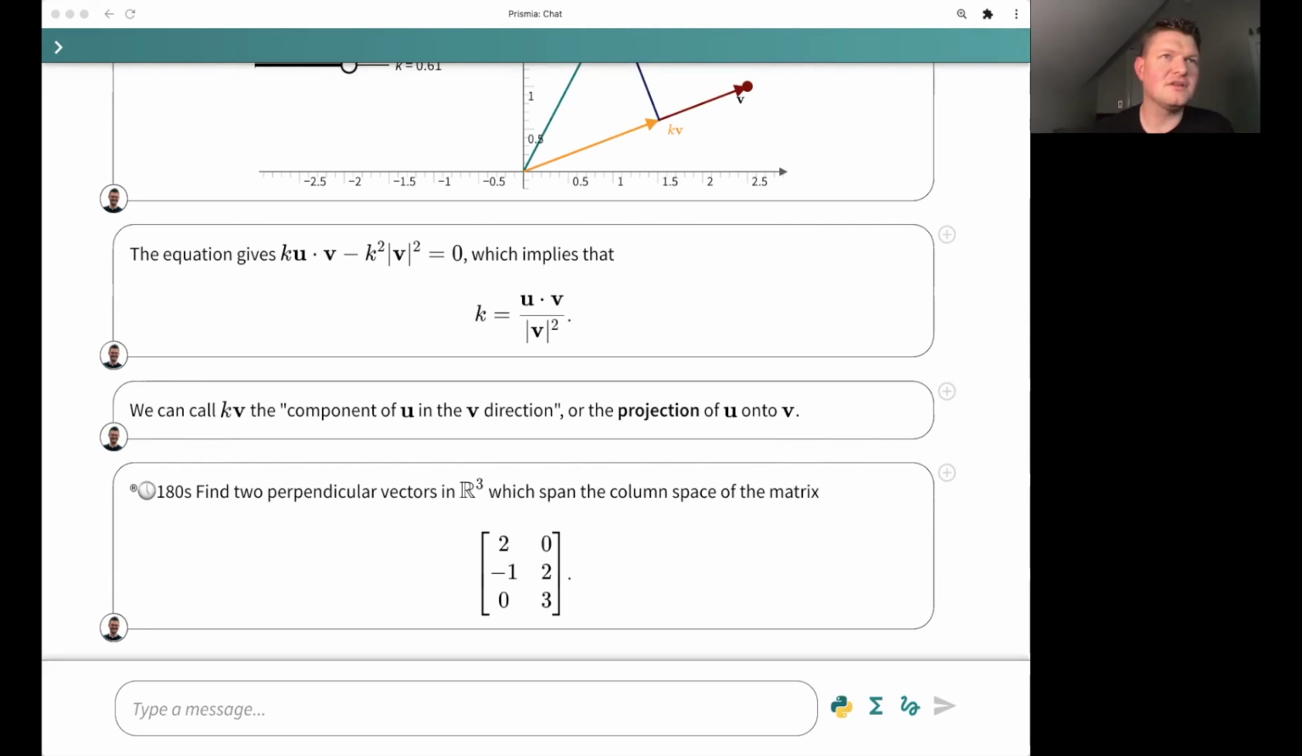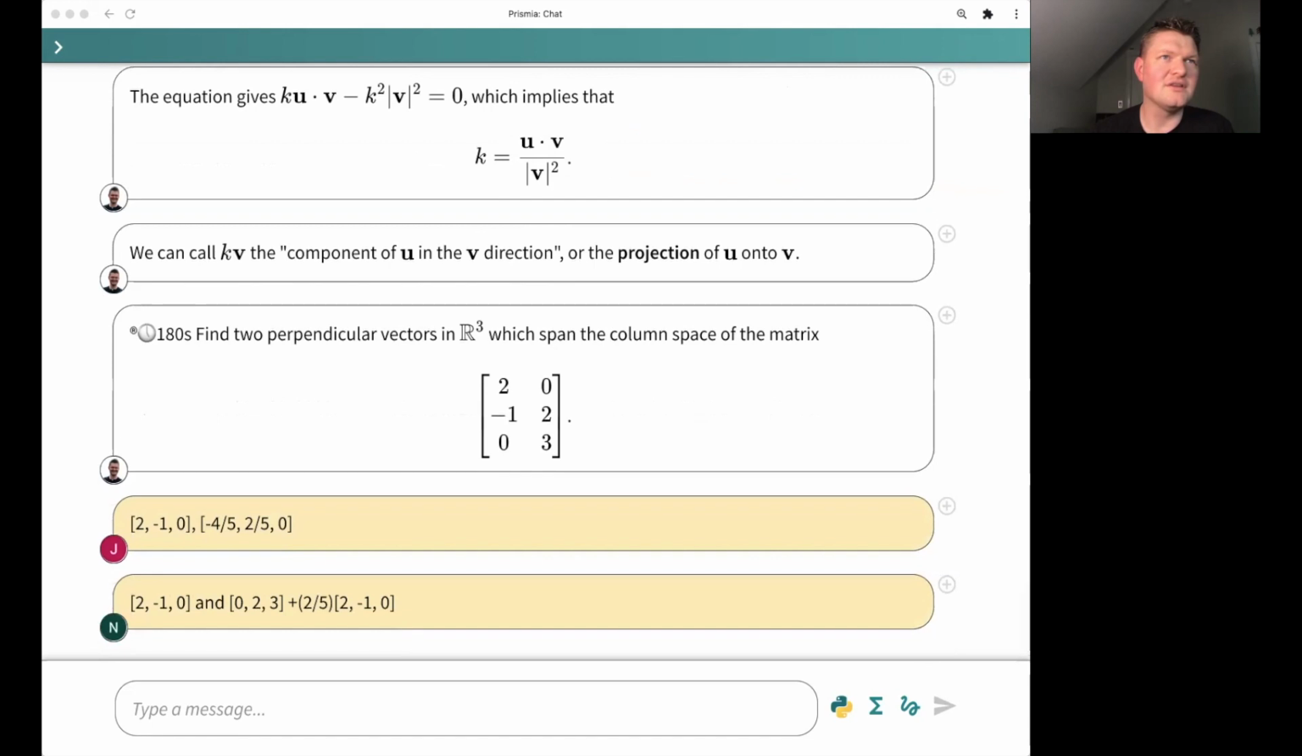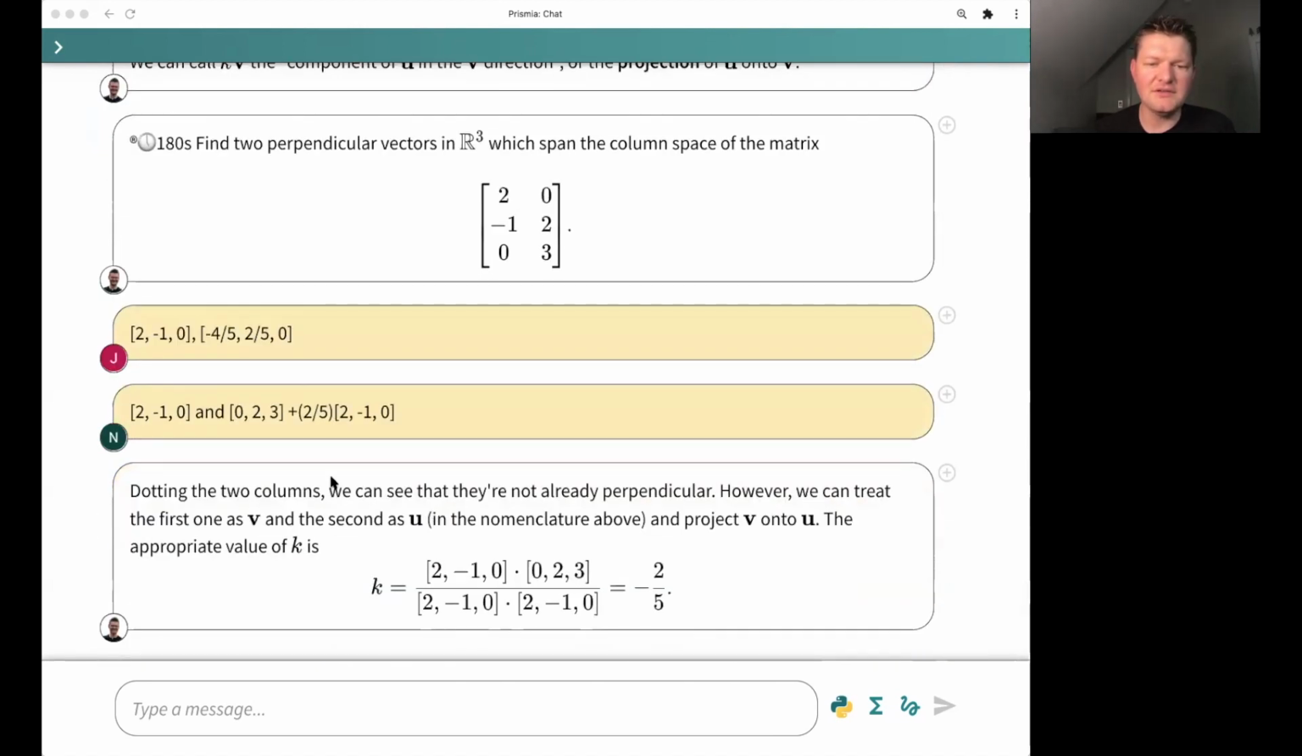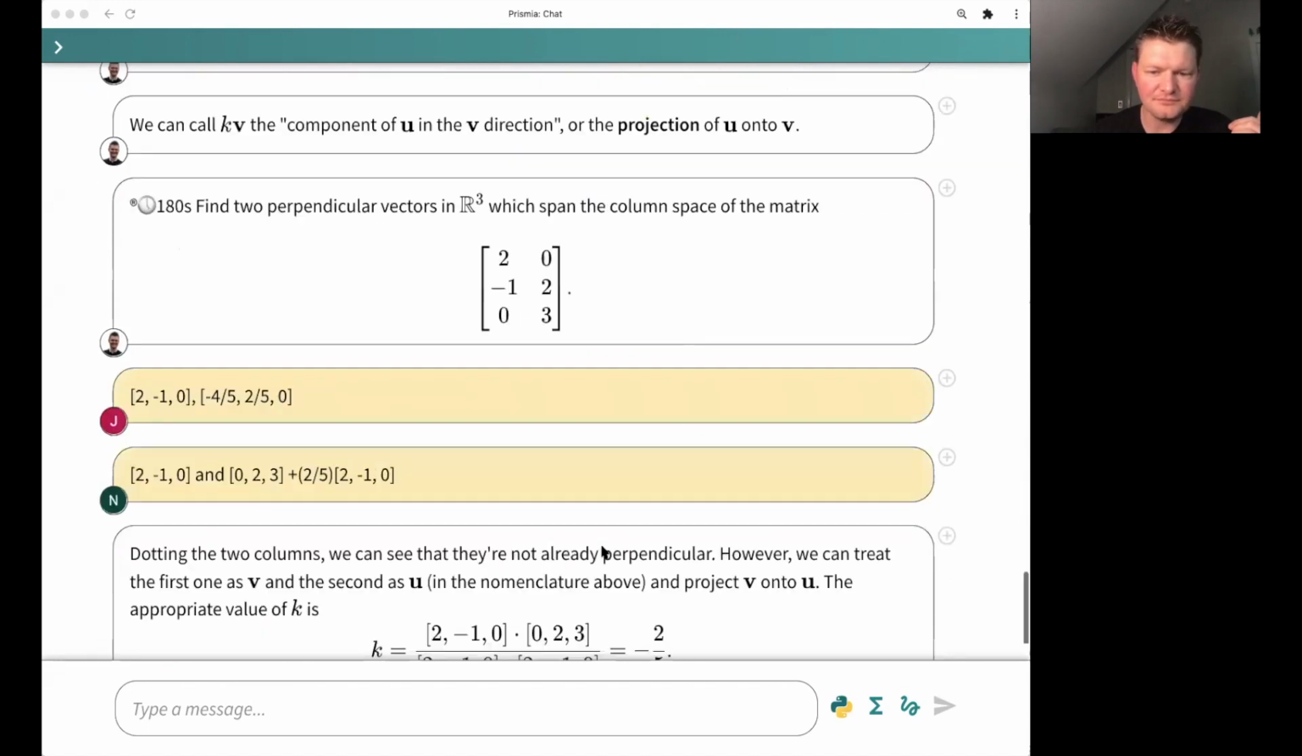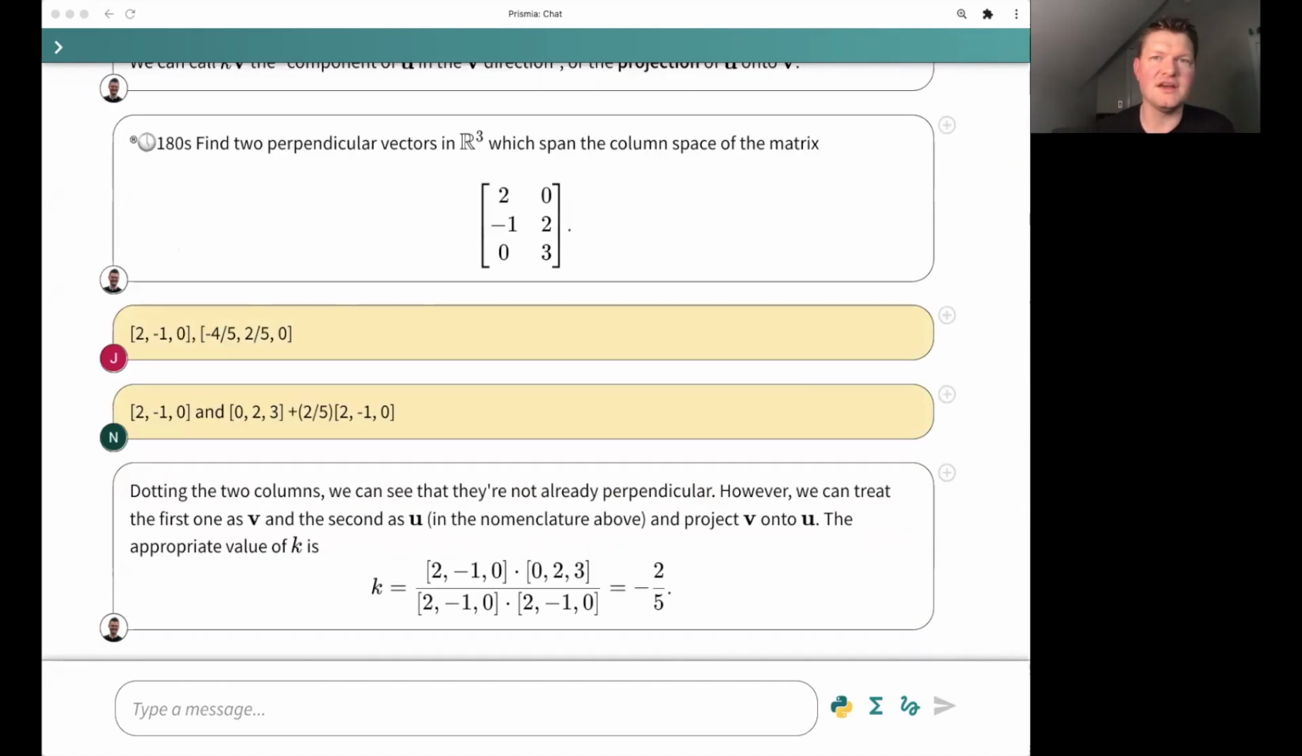All right, so this definitely looks like these two answers are along the right lines. Nick, why don't you tell us about how you came up with your answer here? Yeah, so that's exactly right. So what we want to do is dot the two columns and put that in the numerator here, and then dot the original column with itself and then divide. So we get -2/5 as our value of K. And then what we want to do is just do U minus KV, just like in the picture here. And that's going to give us our second vector.